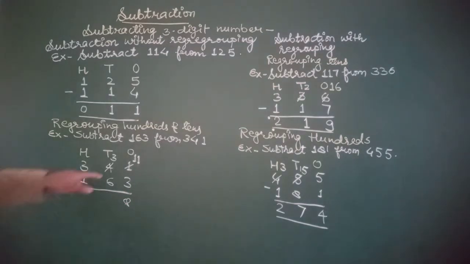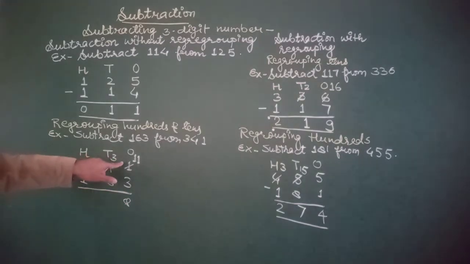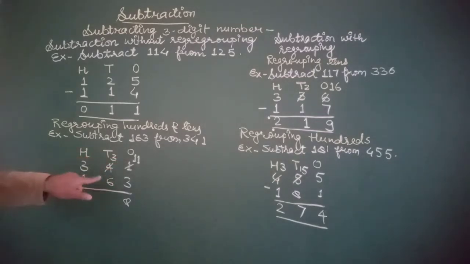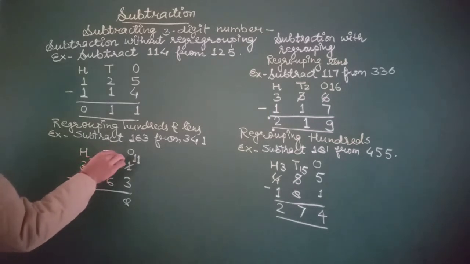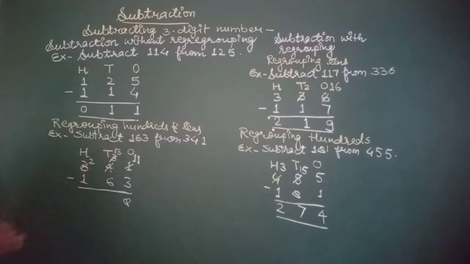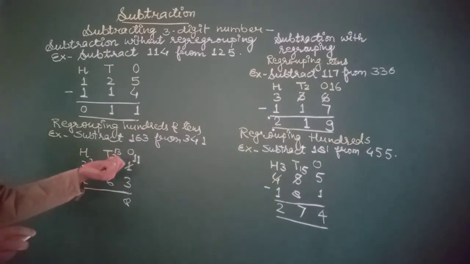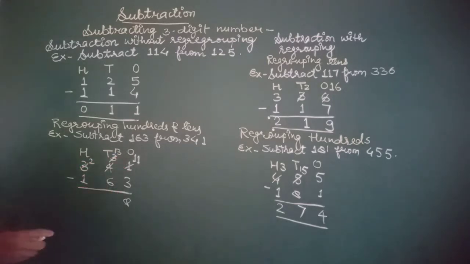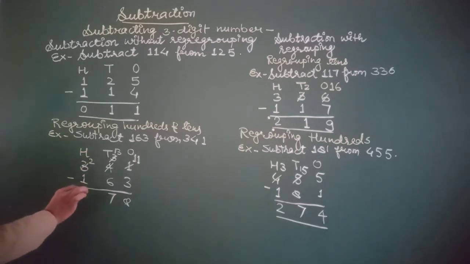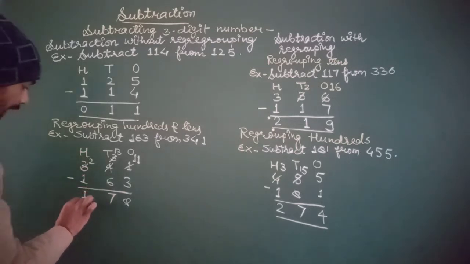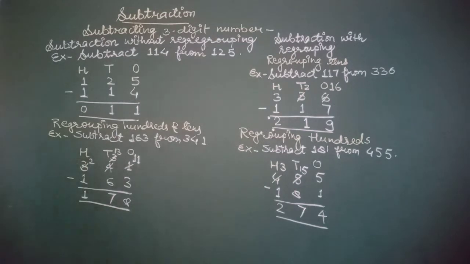And now here 6 tens cannot be subtracted from 3 tens. So regroup 3 tens into 2 hundreds and 13 tens. Now subtract 13 tens minus 6 tens, that is 7 tens. And here 2 hundreds minus 1 hundred, that is 1 hundred. So the answer is 178.